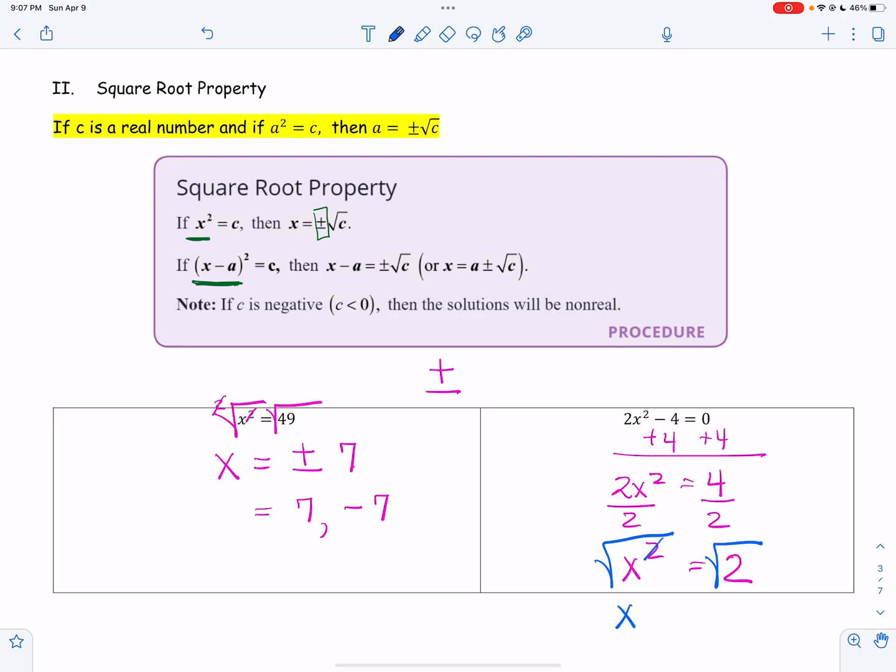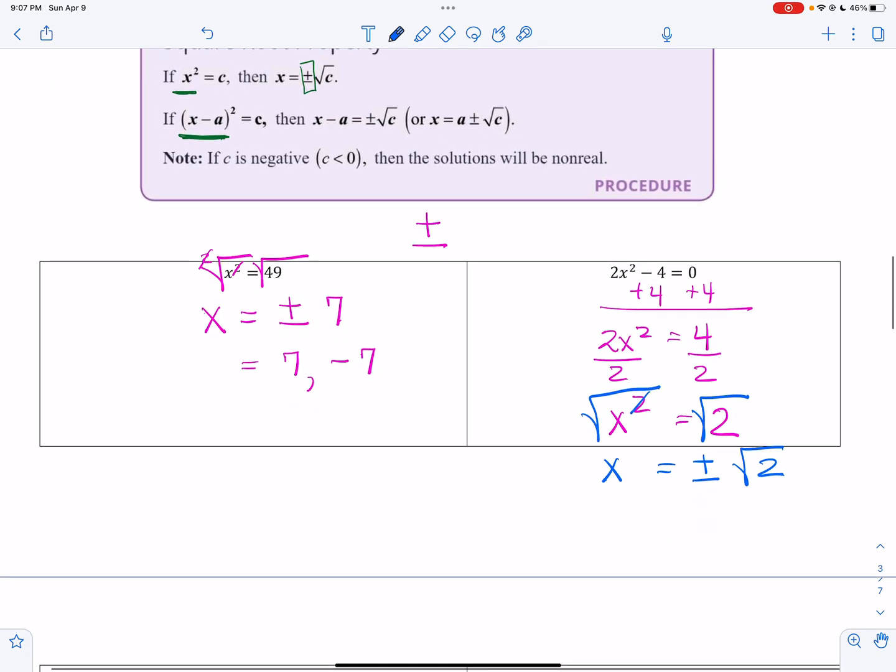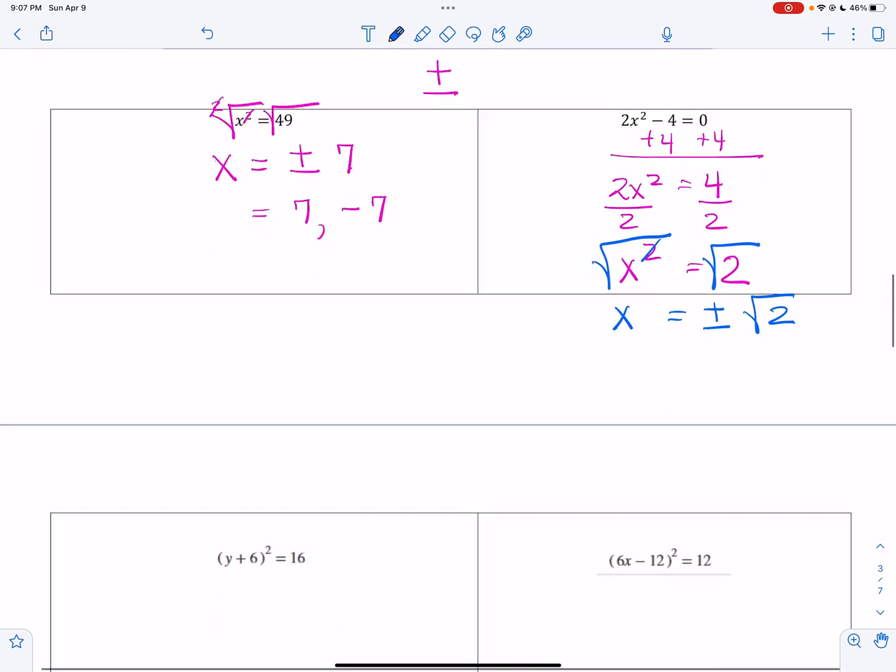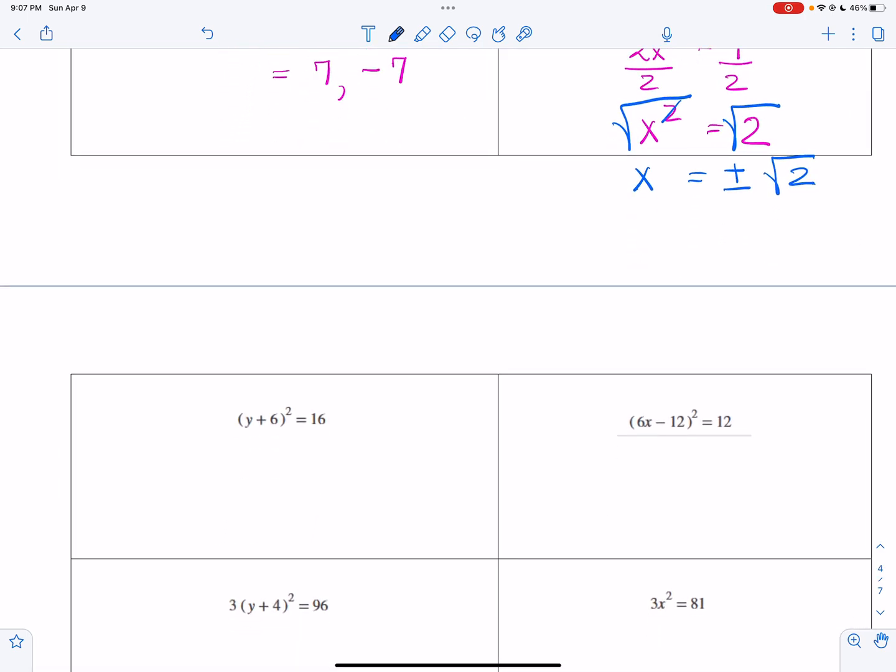I just like to cross that off. As soon as you write the equal sign, follow it with a plus or minus. That can't be simplified any further, so plus or minus the square root of 2 is my final answer. You only simplify the radical if it can completely come out or if parts of it can come out.